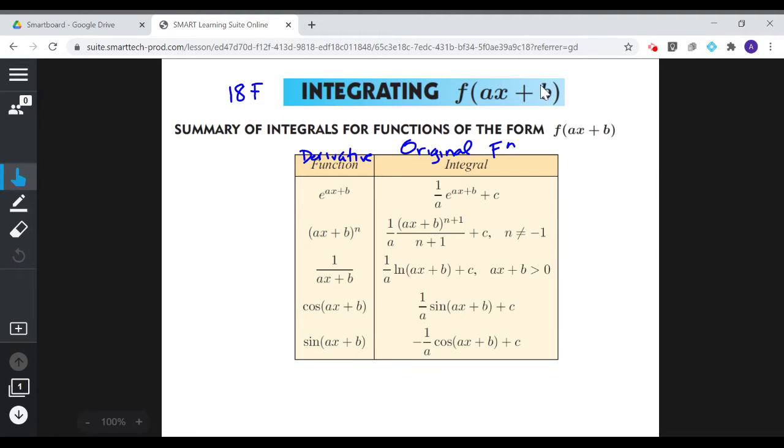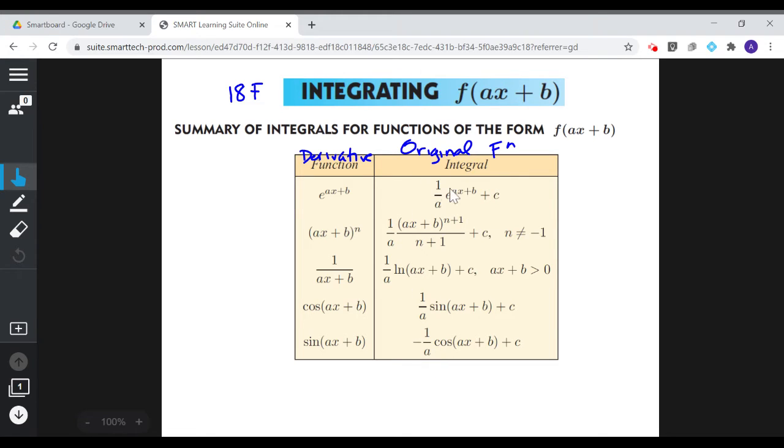Okay, so we're going to talk about doing an integration when we have a function of another function, but specifically one where it's something times x plus something else, where a is a coefficient and b is a constant. And in our textbook, we have this list of some more integral rules. Notice that they're very similar to the ones that we learned before, except all of them have this 1 over a factor in the integral.